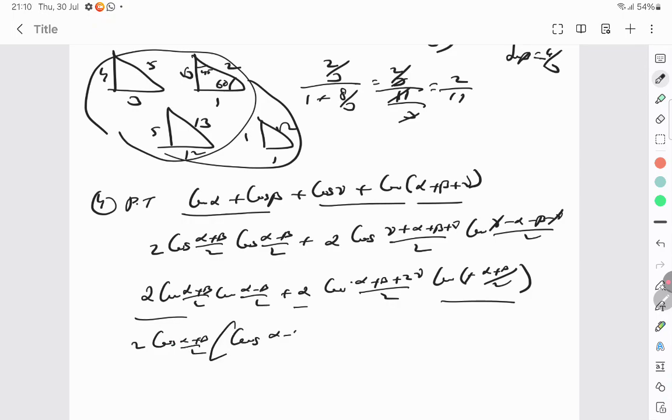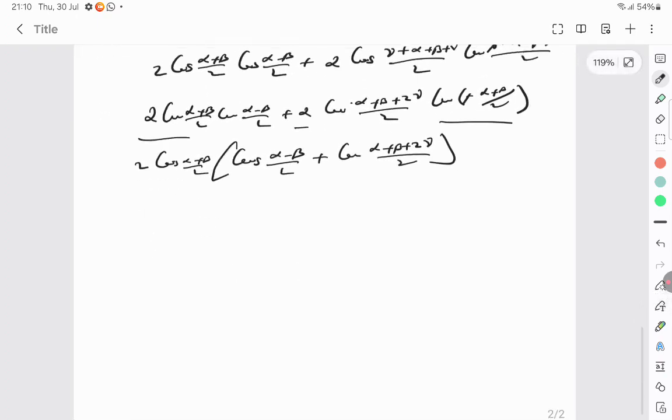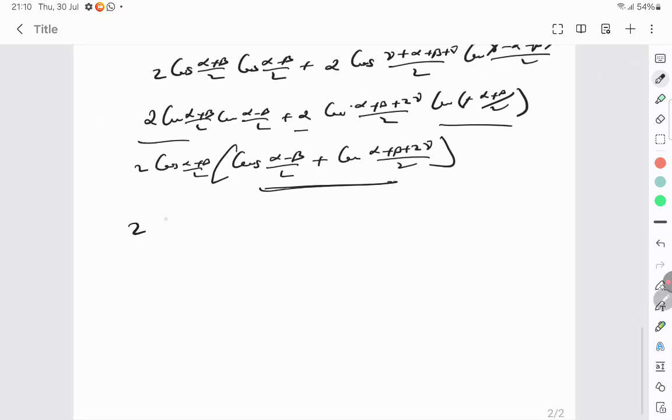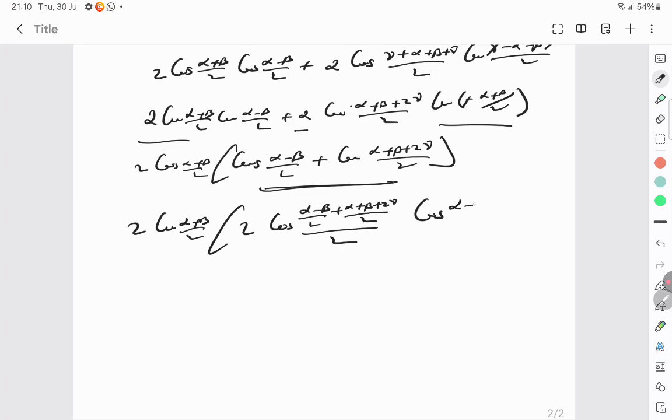So you'll be left with cos (alpha minus beta)/2 plus cos (alpha plus beta plus 2 gamma)/2. And then you have to again do cos C plus cos D in here. So 2 cos (alpha plus beta)/2 outside, and 2 cos (C plus D)/2 is basically (alpha minus beta)/2 plus (alpha plus beta plus 2 gamma)/2, and (alpha minus beta)/2 minus (alpha plus beta plus 2 gamma)/2.